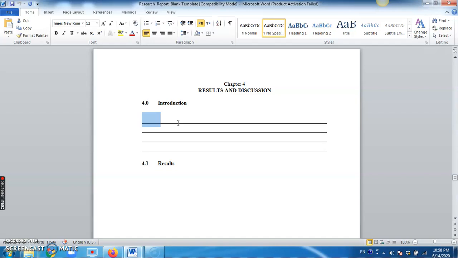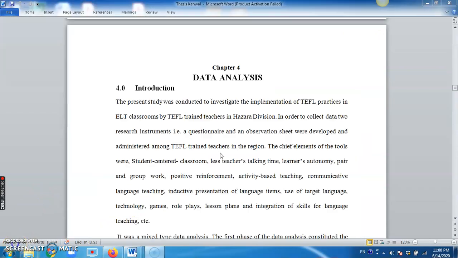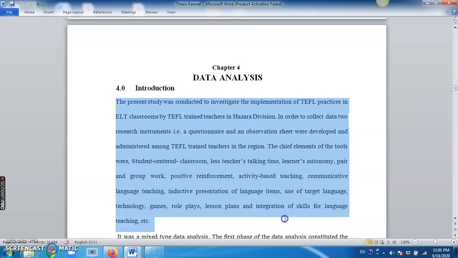After this you are going to give results. So for results you can give a heading. Here let me show you an actual thesis so that you can have an idea. Here is an actual report, data analysis done by an MPhil student. As you can see, an introduction is being provided. This introduction is too lengthy, but you are required to give a brief introduction to this chapter. Introduction means introduction to this chapter.